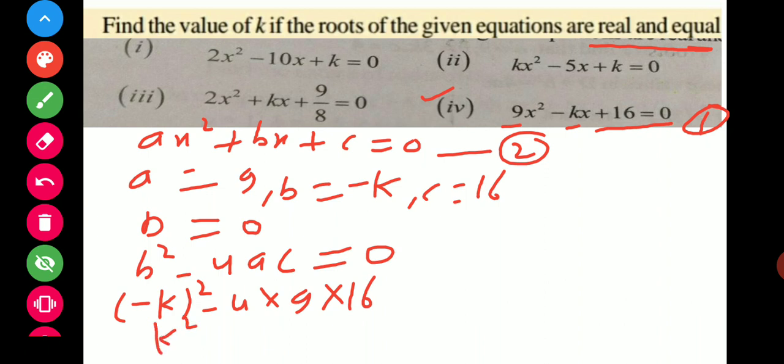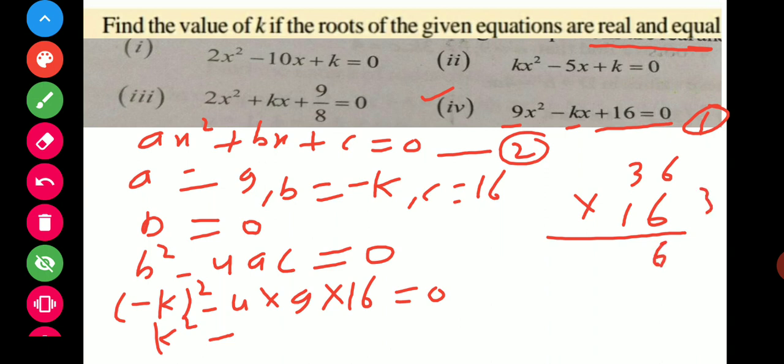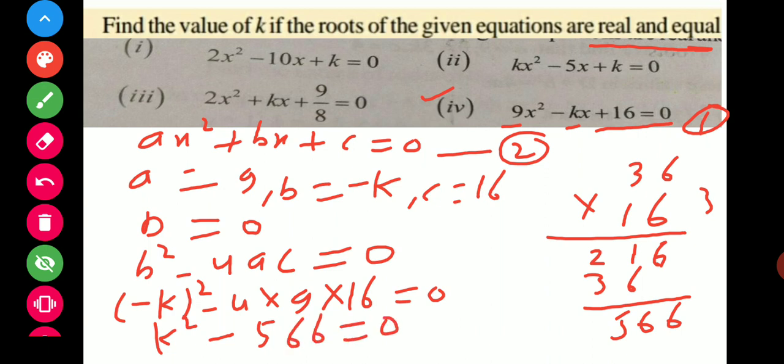So here is k square equal to 0. K square minus, how many? 4 nines are 36 and 16. You can do the multiplication. It is 566. So 566 equal to 0.